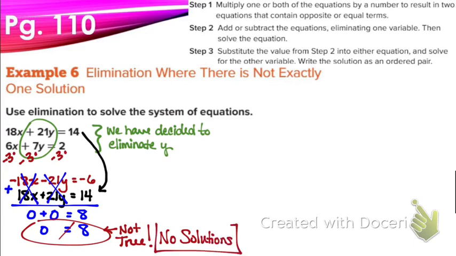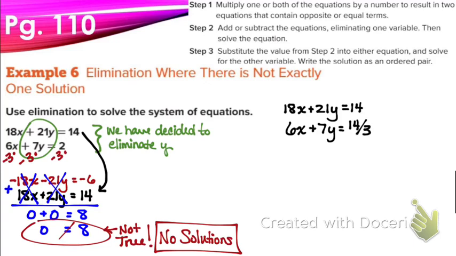All right. I want you guys to add this problem in the margin. You guys have some room to write in the margin over there. We're going to do almost the exact same problem we did here, but I'm going to change one number. So we're still going to have 18x plus 21y equals 14. For the other equation, we're going to have 6x plus 7y equals 14 thirds. I changed just one number because I want to see what happens with just that one little change.